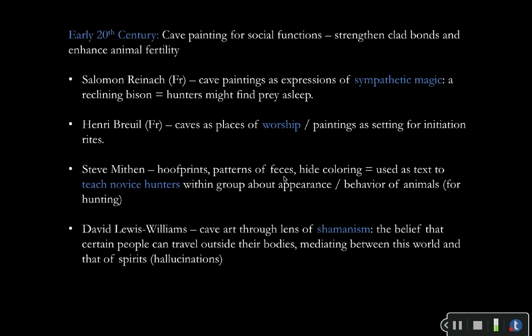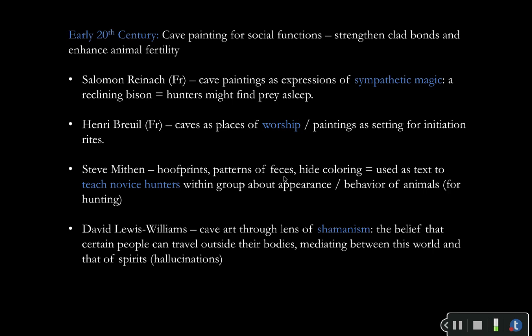So the other thing I wanted to bring up when we think about the way that history changes with theorists is how the social function of cave paintings has changed over time. And so in the early 20th century, theorists believed that the social function of cave painting was to strengthen the bonds between a clan, okay, and in some ways enhance animal fertility.